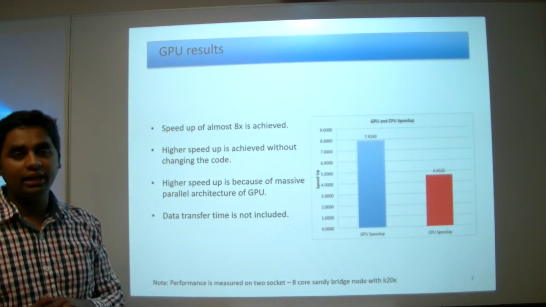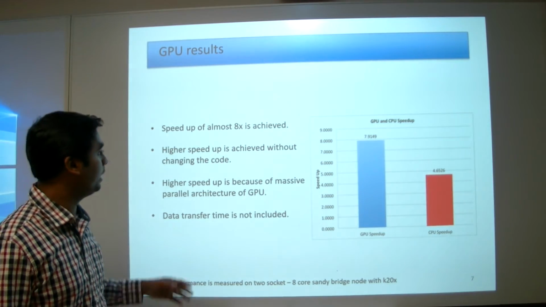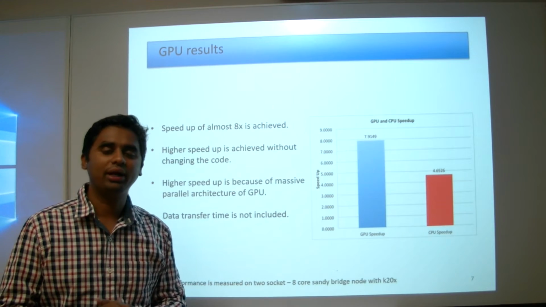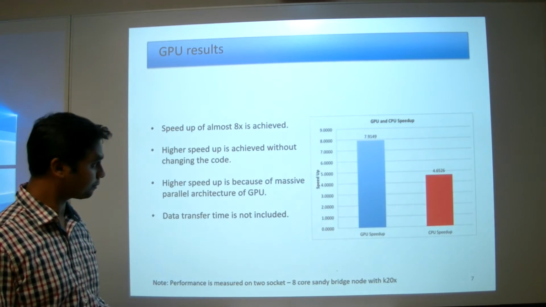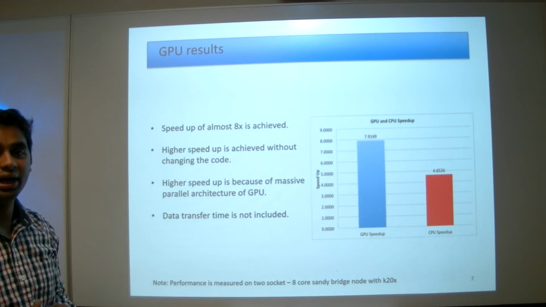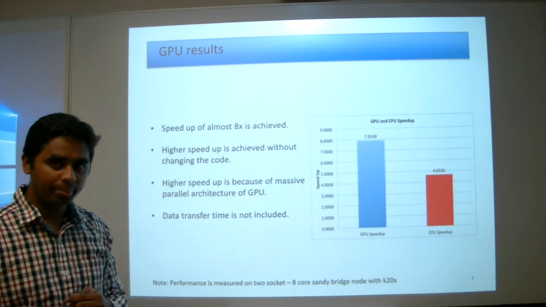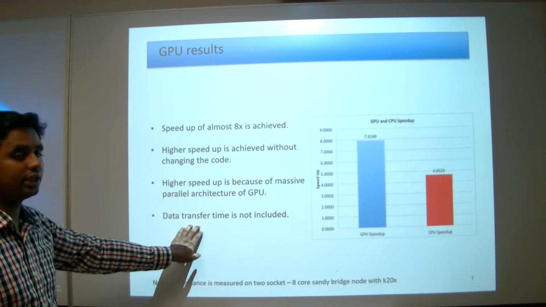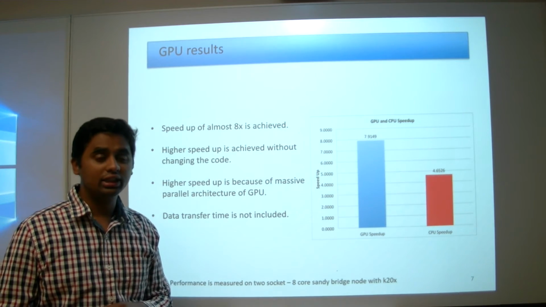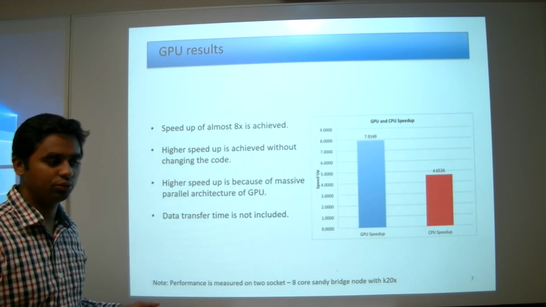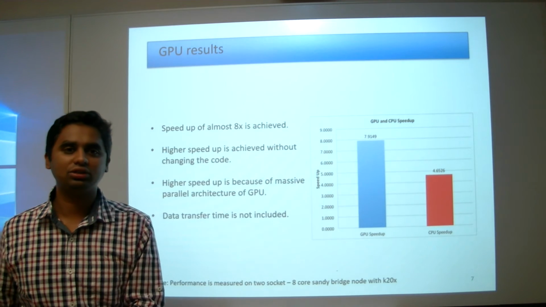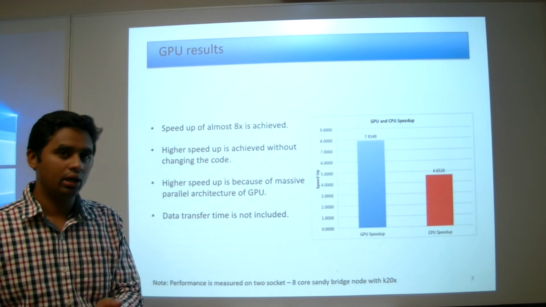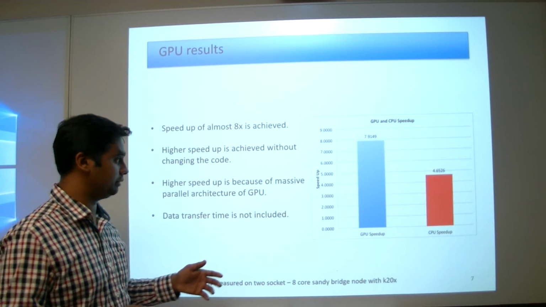Without changing any code, we are able to run the code on GPU, and we are able to achieve a speedup of 8x. This is because of the massively parallel architecture of the GPU. One thing to note here is we are not including the data transfer time. This is mainly because we are planning to port the entire code of MPAS to the GPU so that data transfer will mainly become input-output communication.